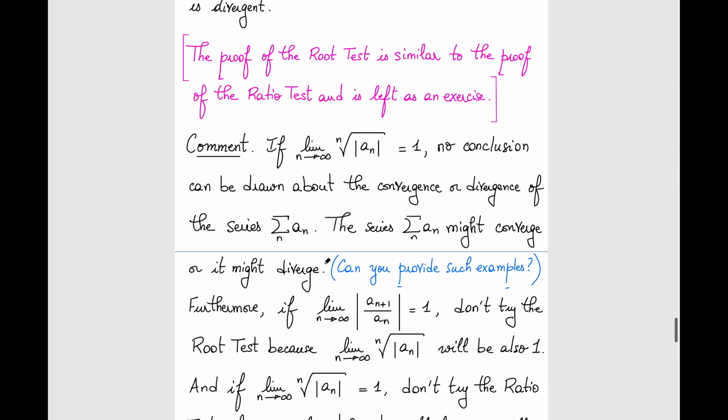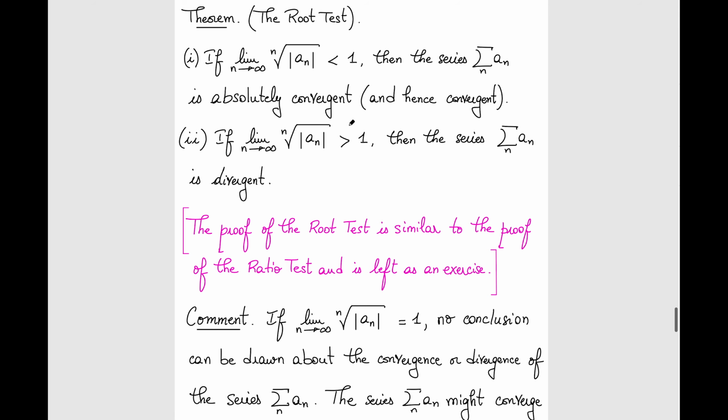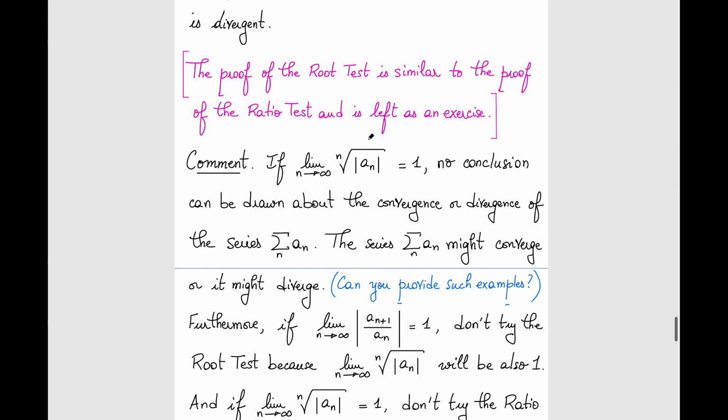All right, the comment, very much as before. If you have 1, as opposed to smaller or bigger than 1, the test is going to be inconclusive. The series may diverge or it may converge. Can you actually find examples like this? Can you find one where the limit of the nth root of the absolute value of an equals 1 and the series converges, and one with the same condition where it diverges? Try to construct an example with this.